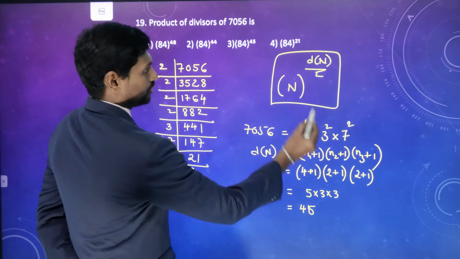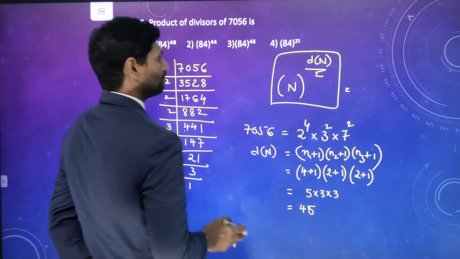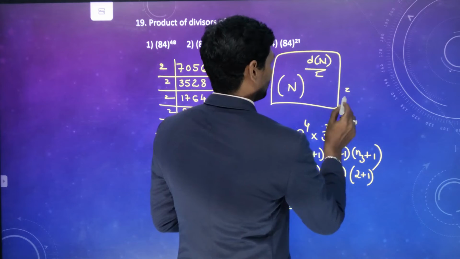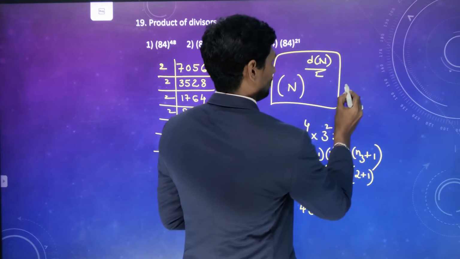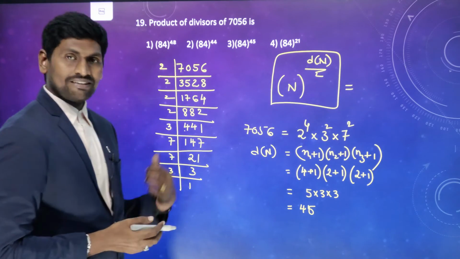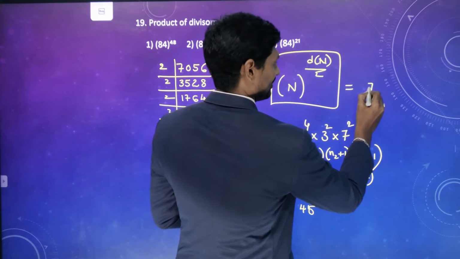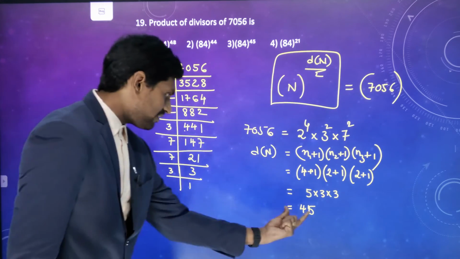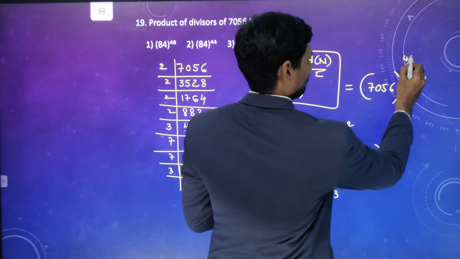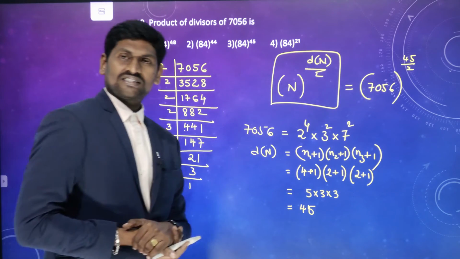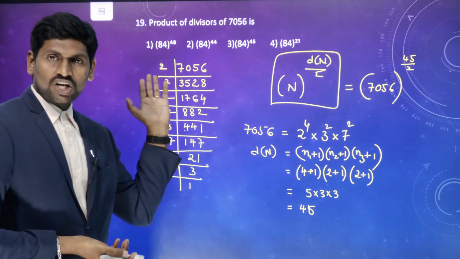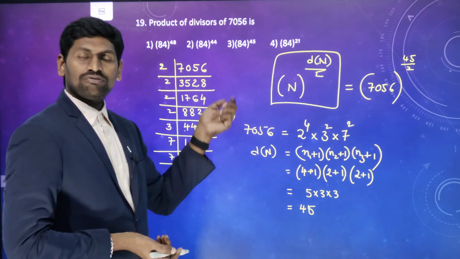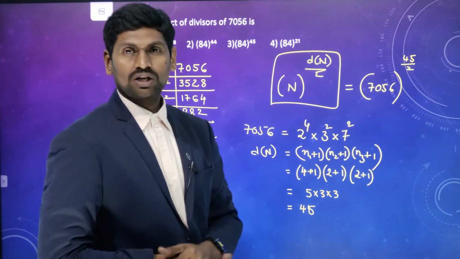Now let us substitute here. Here n is nothing but the given number. What is the given number? 7056. Whole power number of divisors by 2. Number of divisors we got 45. 45 by 2. Now check the answers. Check all the options. All are in the powers of 84: 84 power 44, 84 power 45. All are powers of 84.